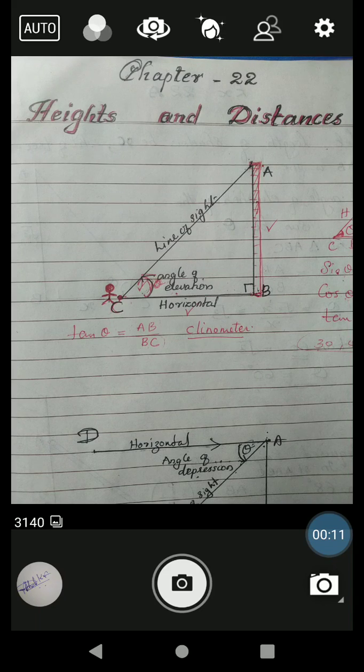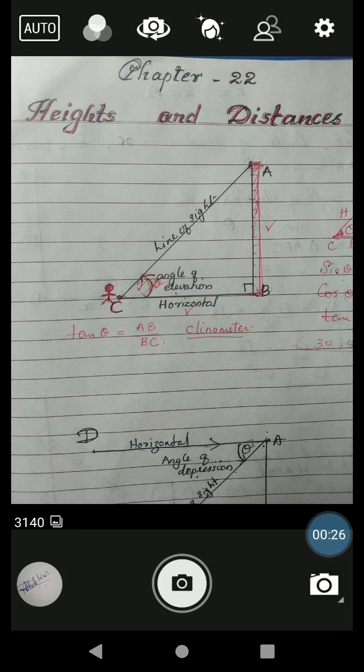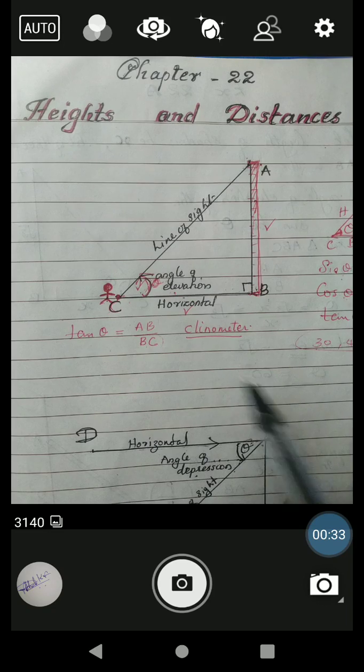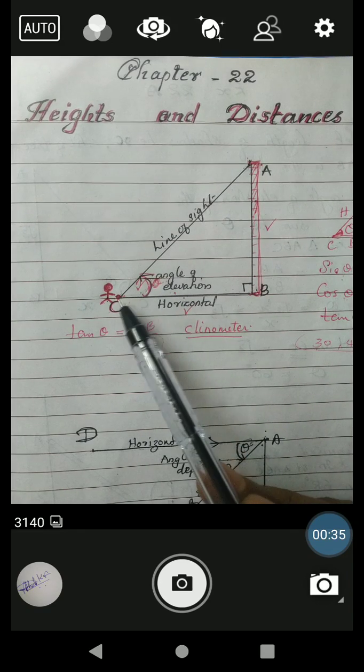In the previous class, we started heights and distances, and it is based on right angled triangle and trigonometry. Trigonometrical ratios are used for solving problems here. Once again, you have to remember line of sight.